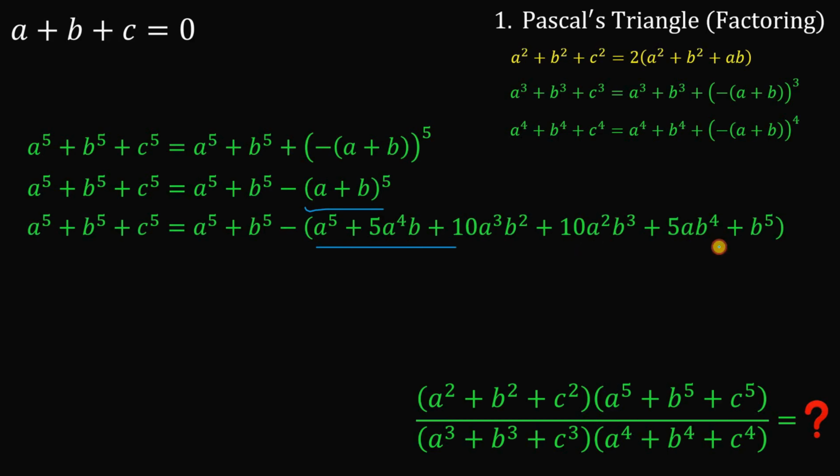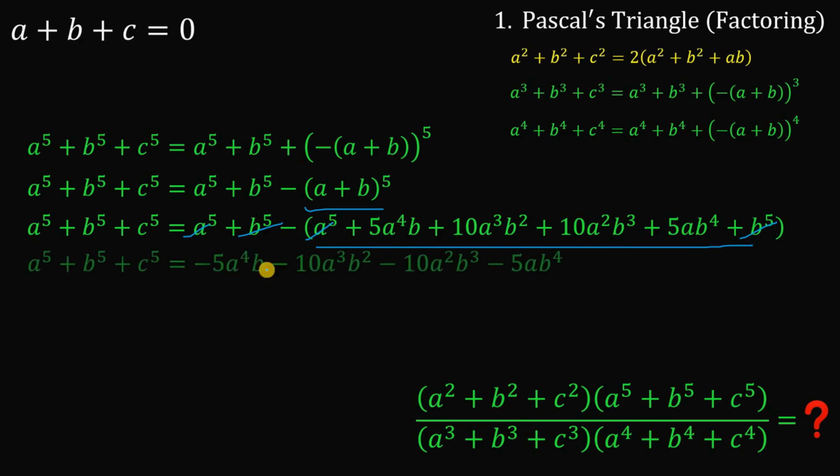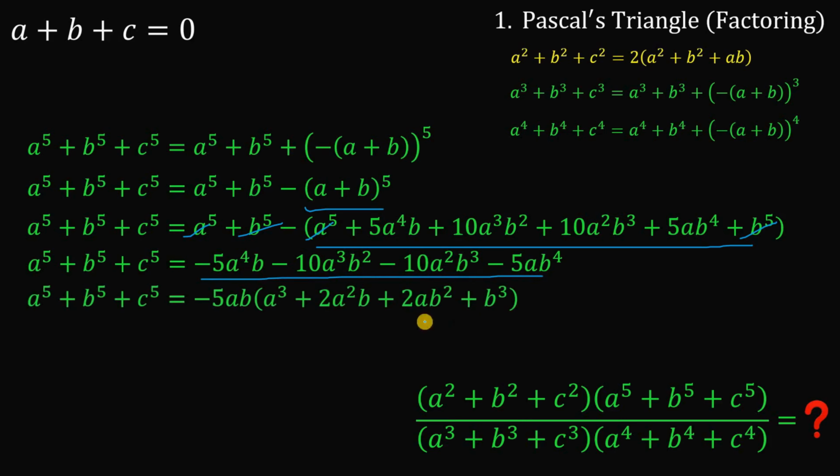We have this expression. And now what we're going to do is to eliminate some terms because a raised to the fifth power and negative a raised to the fifth power is just 0. Of course, b raised to the fifth power and negative b raised to the fifth power is just 0. So this remains as this expression right over here. And now let's factor out 5ab because 5ab is the common factor of this expression.